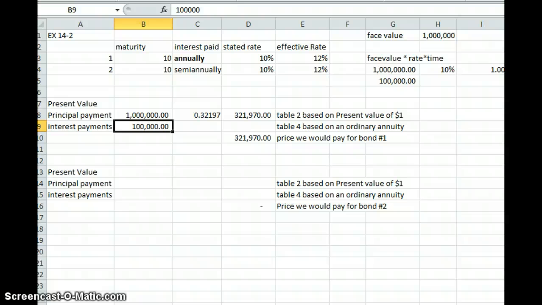So we're going to look at table 4, which is based on an ordinary annuity. And if you had a table in the back of your textbook, it would probably say present value of an ordinary annuity. Again, you can calculate it with Excel or a calculator. And again, we're going to go to column NI in table 4. We're going to run our finger down to 10, which is our number of interest payments, and across to 12%, which is our effective interest rate, and we're going to find 5.65022. So we're going to type that in.